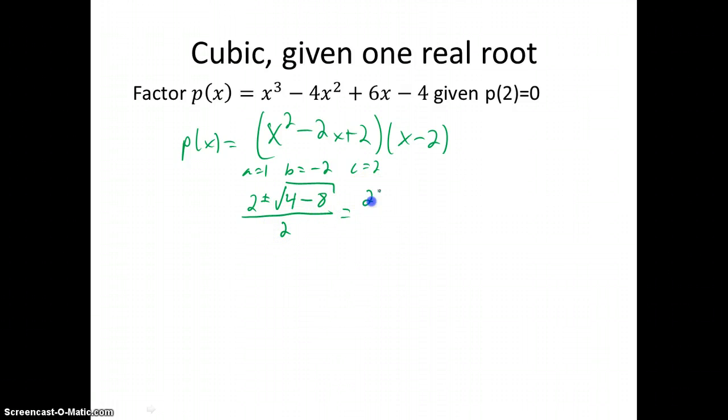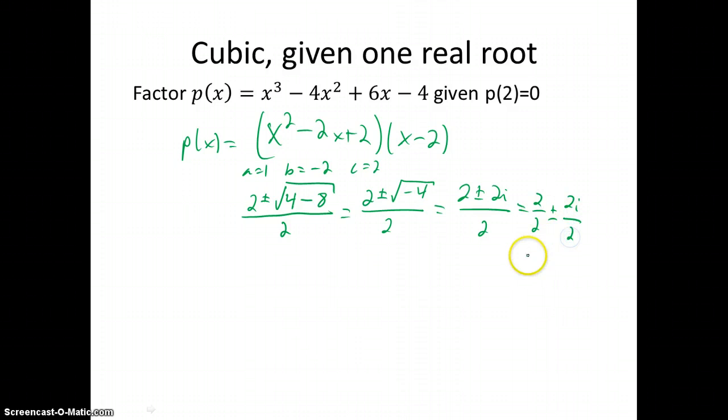So we can simplify that a little bit. It's 2 plus or minus the square root of 4 minus 8, which is negative 4. Well, looks like we're going to have some complex numbers, all over 2. So the square root of negative 4, that's 2i. So we have 2 plus or minus 2i over 2. Can split that up into 2 over 2 plus or minus 2i over 2, which is 1 plus or minus i. So those are our last zeros.